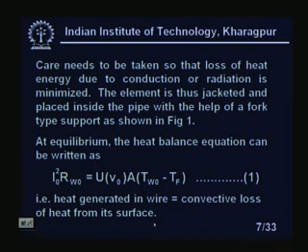So, at equilibrium the heat balance equation can be written as I₀² R_W0 = U V₀ A (T_W0 − T_F). This is equation number 1. That is, heat generated in the wire equals convective heat loss from its surface.